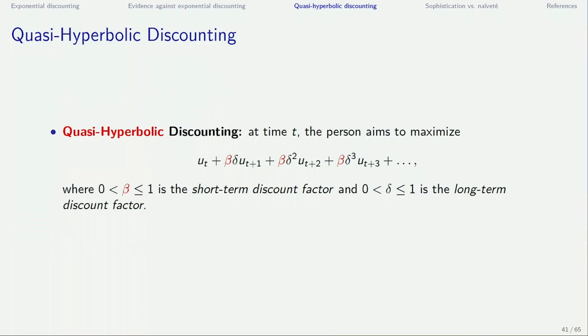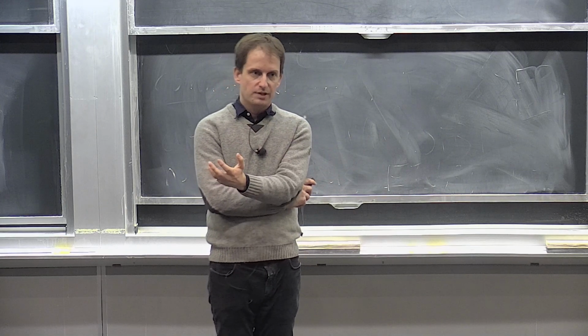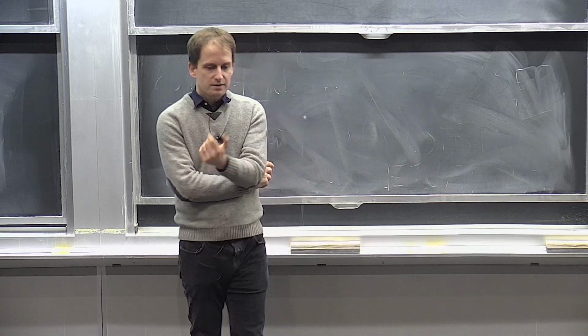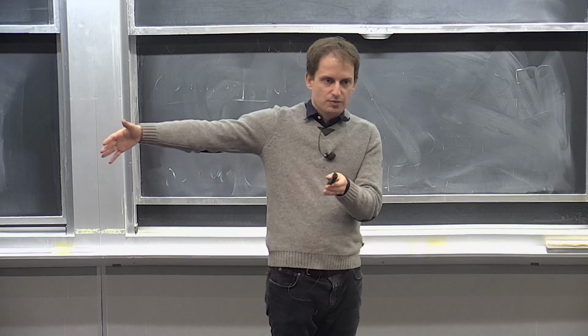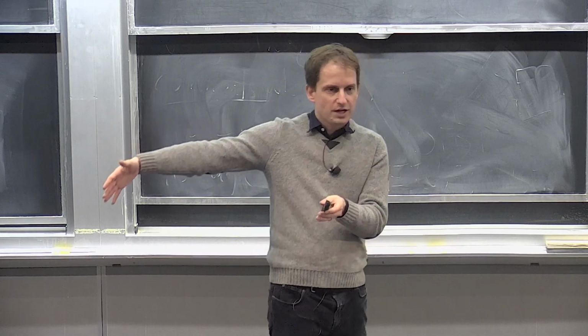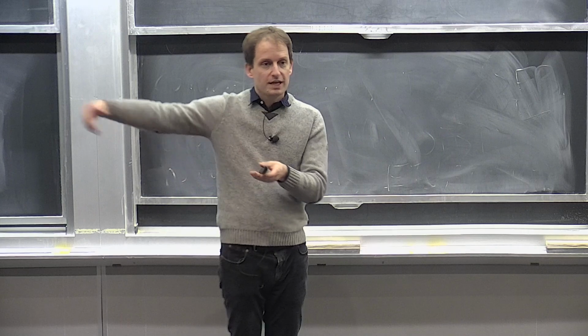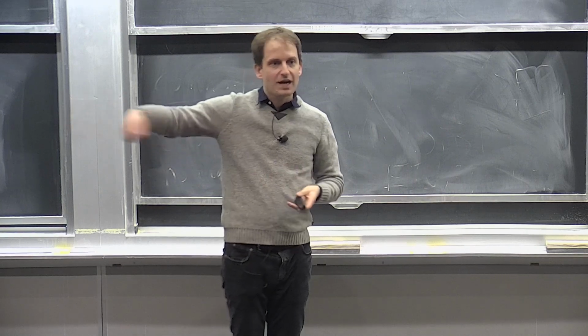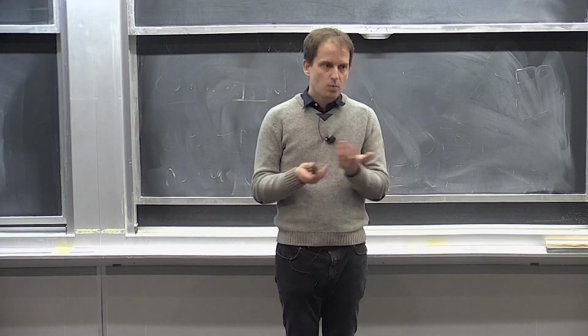Now, what does the quasi-hyperbolic discounting model do? It has another parameter. This parameter is called beta, and beta governs short-run discounting, while delta is the long-run discount factor. What is that telling us? Beta discounts anything that's in the future. If you look at this equation, anything in the future that's not period t is discounted by beta. And then within any future periods, we have another discount factor, the long-run discount factor, that's delta.